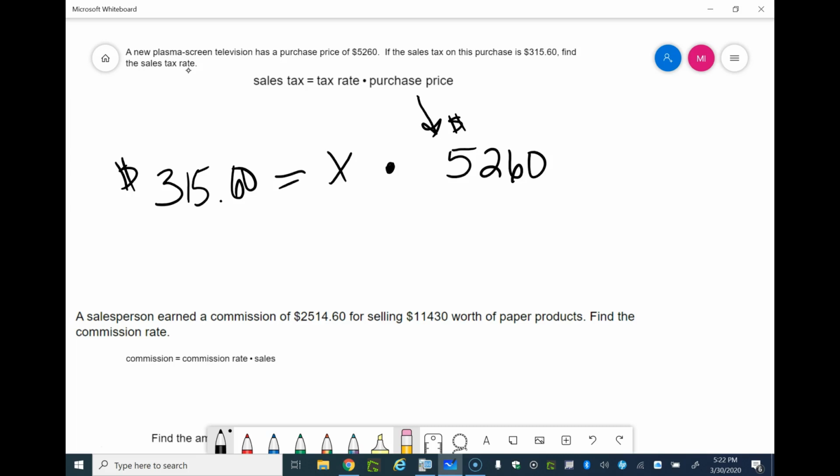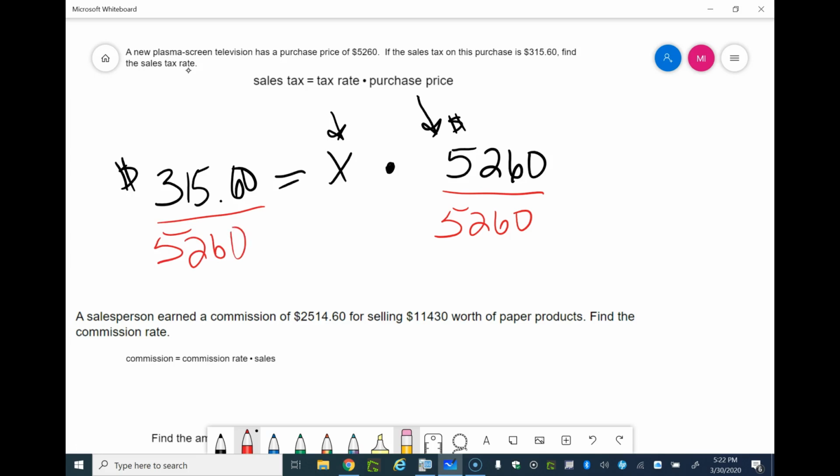Now, in order to solve this one, because these two are being multiplied together, I want to do the opposite, dividing, so I can get X by itself. The opposite of multiplication is division. So I'm going to divide this number and come over here and divide it also, so that this cancels out. And on this side of the equal sign, we have whatever this is equal to.